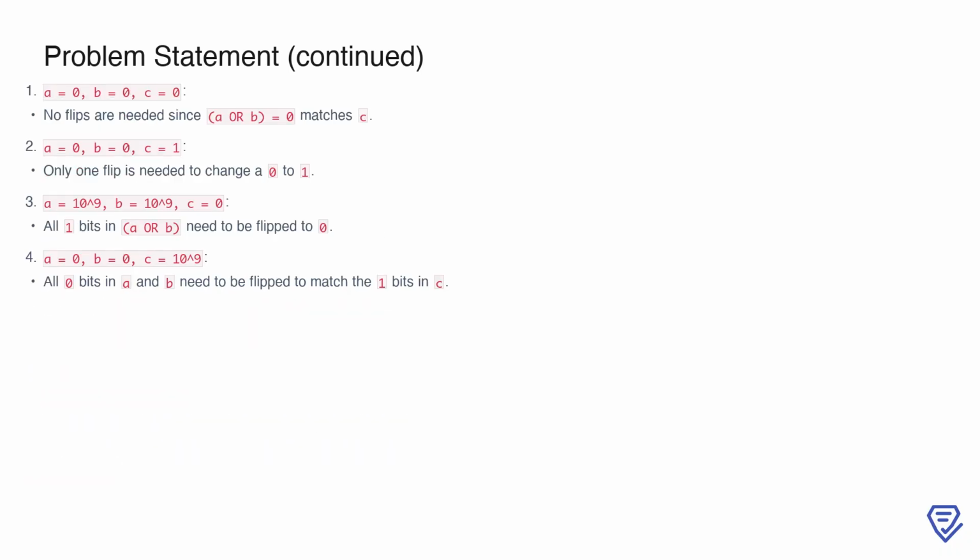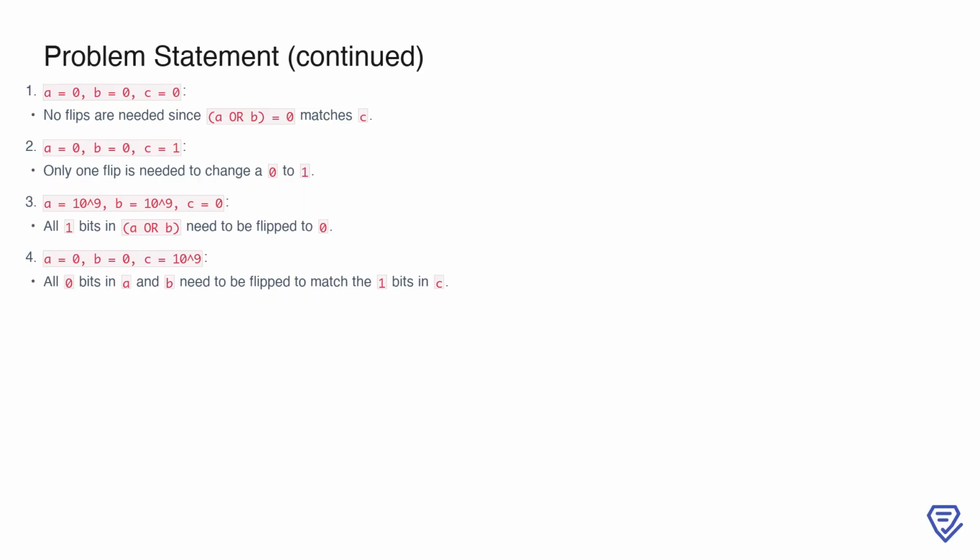It's also important to consider edge cases in this problem. For instance, if A equals 0, B equals 0, and C equals 0, no flips are needed because A OR B already equals C. If A equals 0, B equals 0, and C equals 1, only one flip is required to change a 0 to a 1.